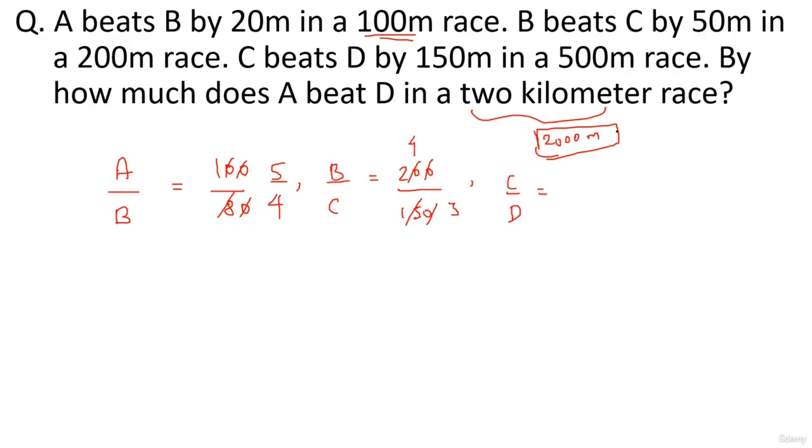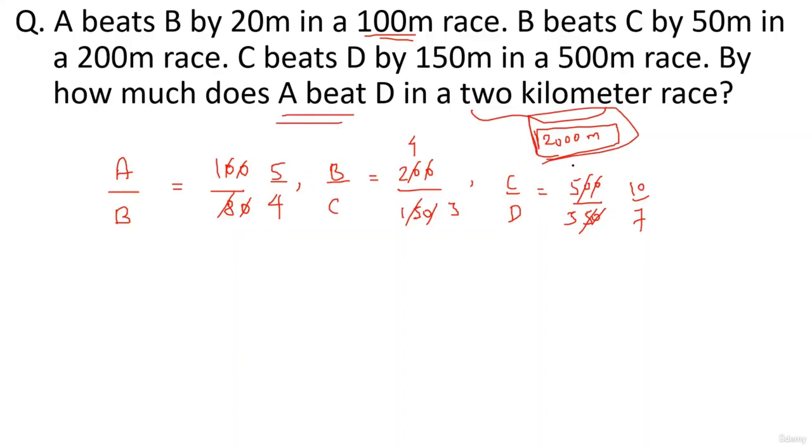150 meters in a 500-meter race. But when C covers 500, D covers 150 meters less. D is covering only 350. 0, 0 gone. Again, you can cancel out 5. 10/7. Okay. Now, by how much does A beat D in a 2000-meter race?